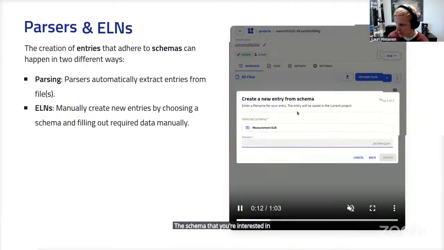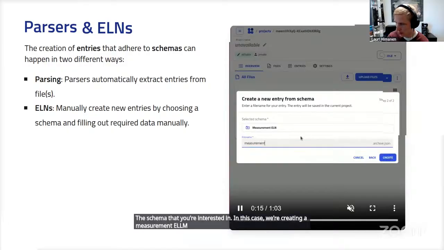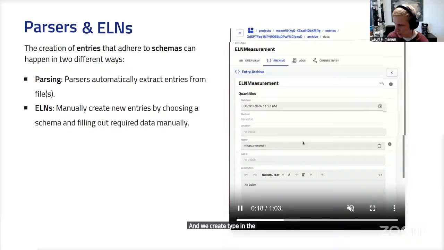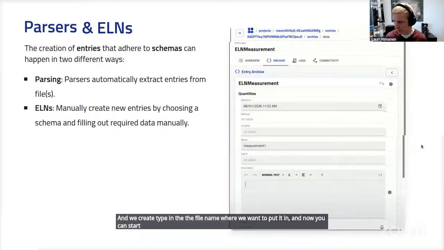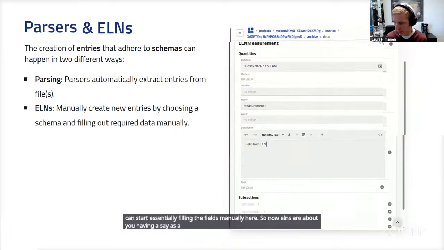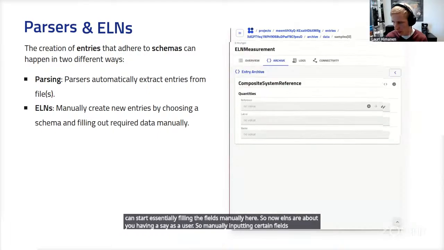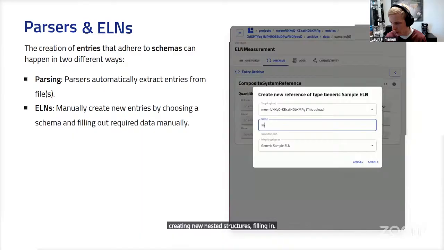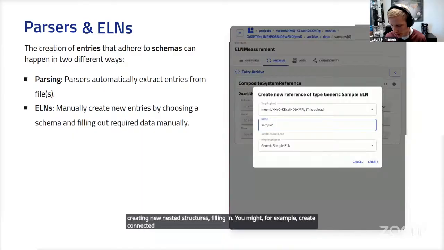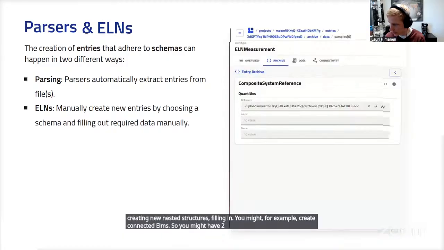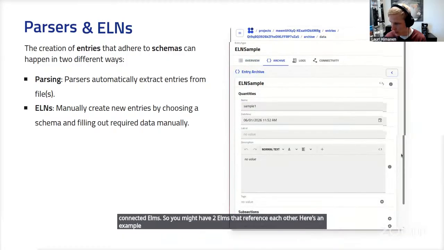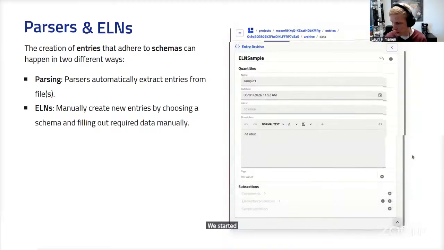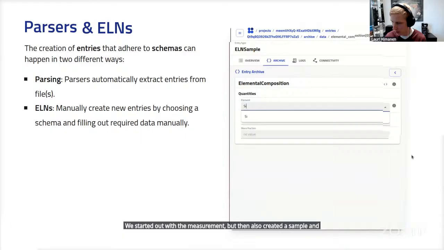In this case, we're creating a measurement ELN, and we type in the file name where we want to put it. And now you can start essentially filling the fields manually here. So now ELNs are about you having a say as a user, so manually inputting certain fields, creating new nested structures, filling in. You might, for example, create connected ELNs. So you might have two ELNs that reference each other. Here's an example shown here about this. So we started with a measurement, but then also created a sample and connected them to each other.